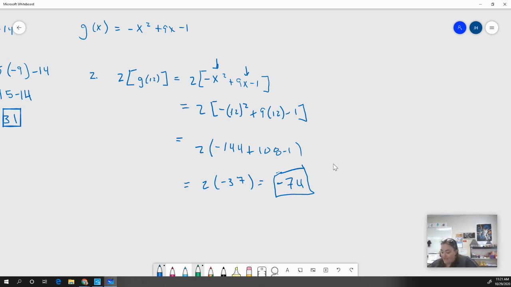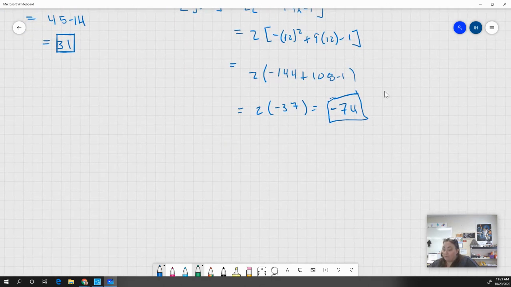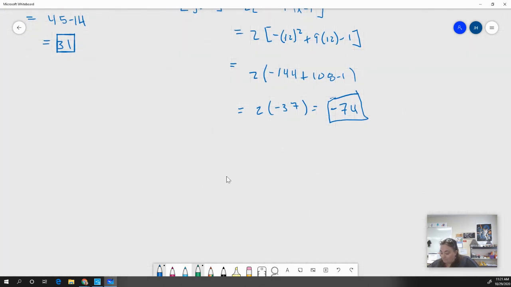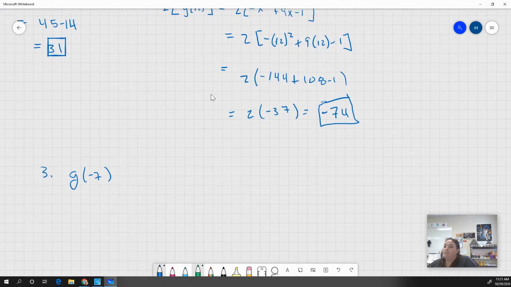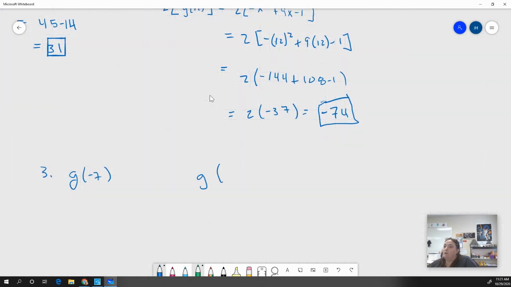So if I had, for a last example, to get us another simpler one, say I have g of negative 7, right? Number 3, we've got g of negative 7. We're going to go back up and we're going to look at our g. Well, our g was negative x squared plus 9x minus 1.